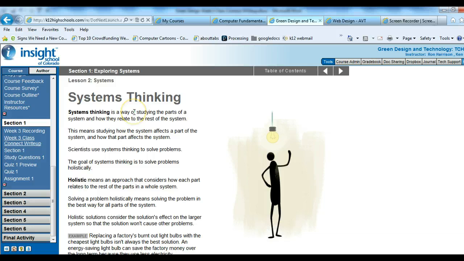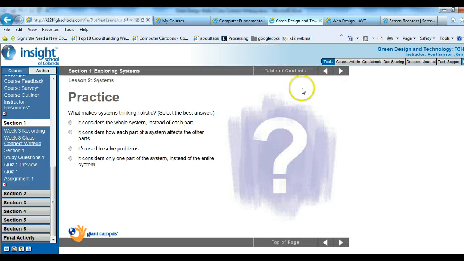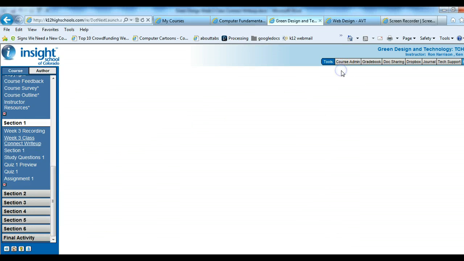So when you start thinking about systems, then you think about the whole thing rather than just individual parts of the system. It's also what holistic means. It's a whole system approach rather than just certain pieces of it. Practice activity, so go through that.